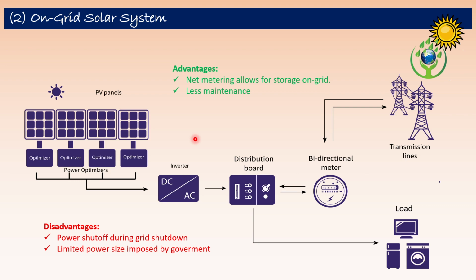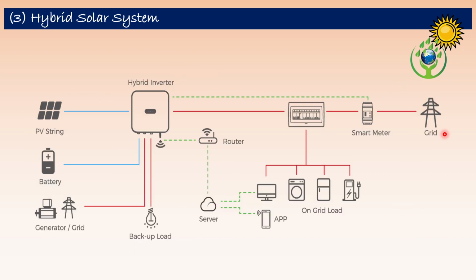The second disadvantage of this system is the size of the system, which is imposed by the government or by the utility company. They are going to limit the power you are generating from your system and put a stopper on that. Maybe they don't want you to start generating electricity and selling it to people, because this now affects them.